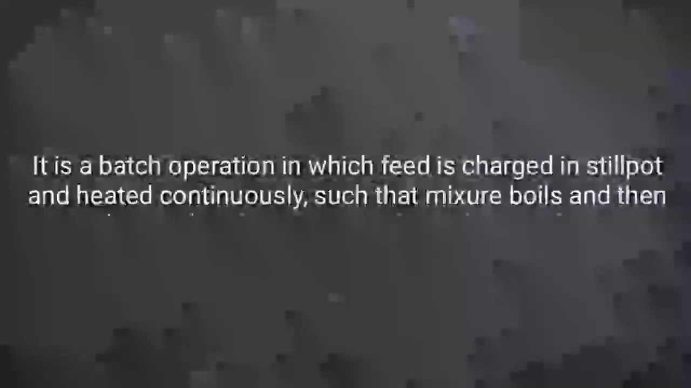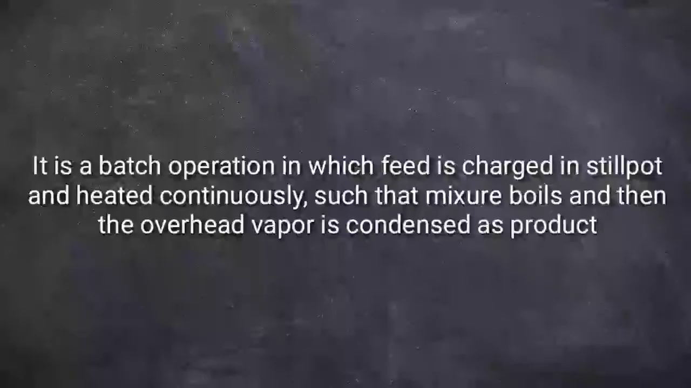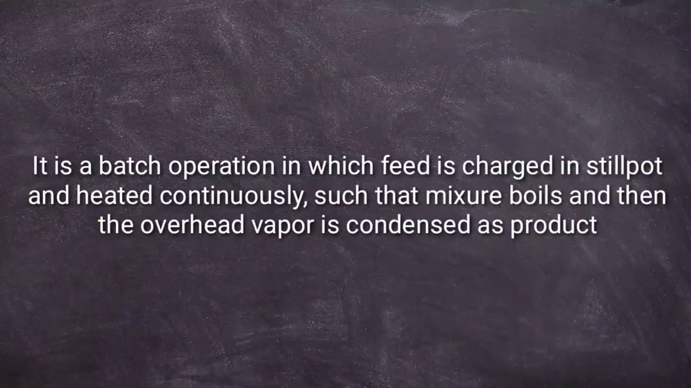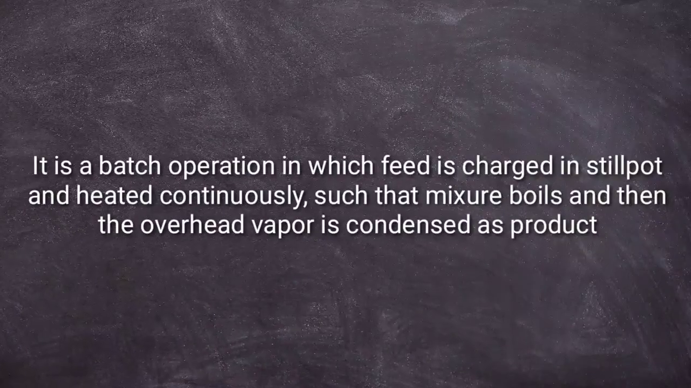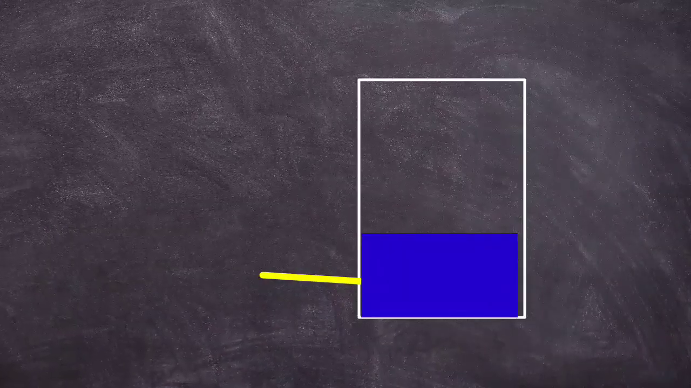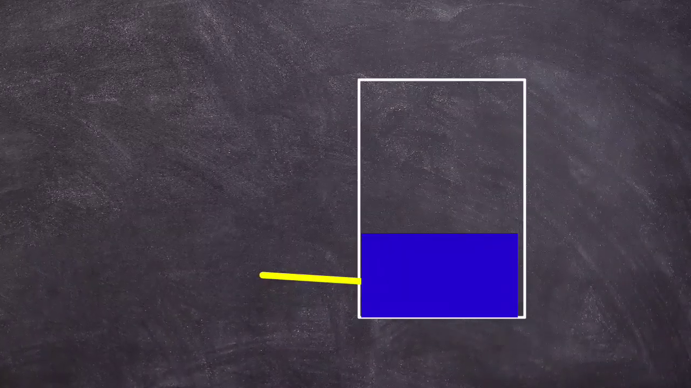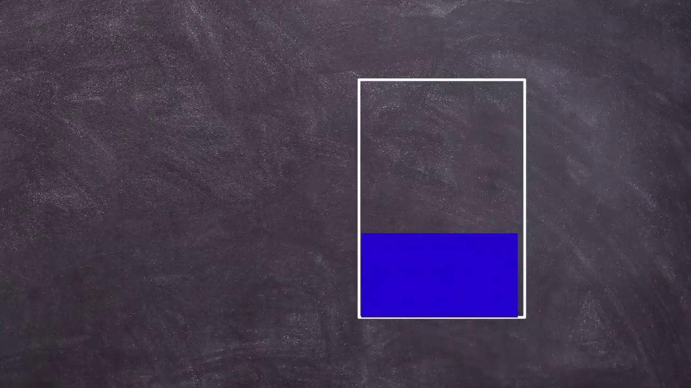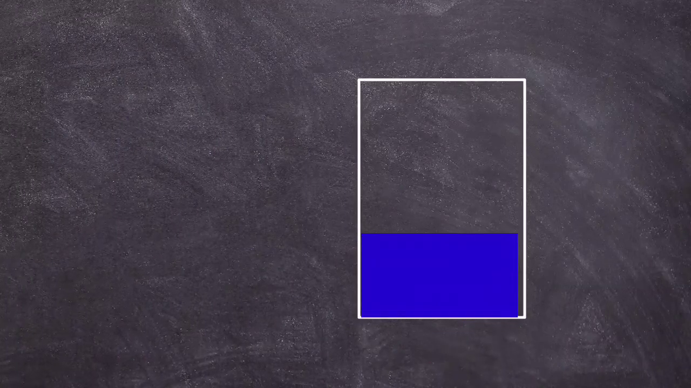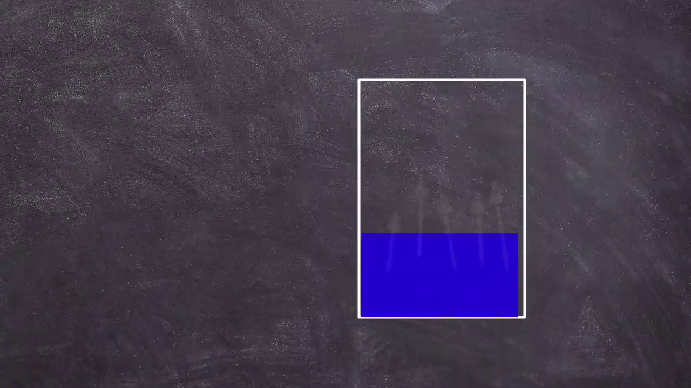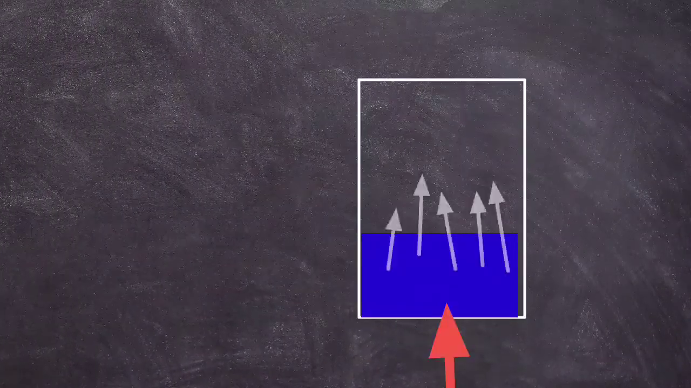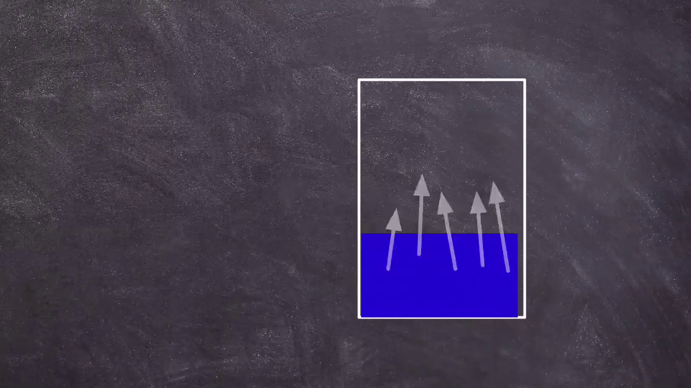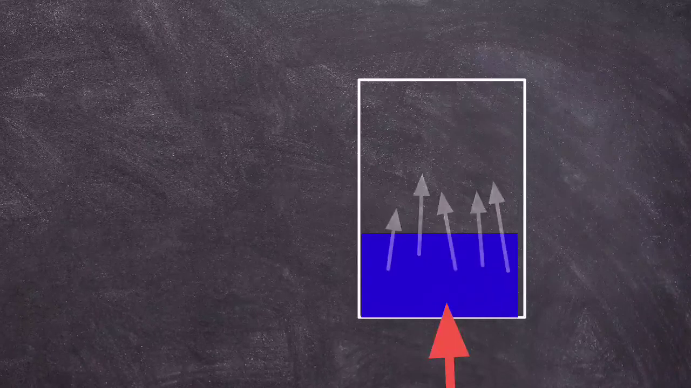As the name suggests, it is a batch distillation operation. We're gonna use a still pot in which we charge our feed at once. Then we close the vessel and start heating it until the mixture starts boiling. For heating we can use a steam jacket or some kind of electric furnace. By any means, we heat the mixture until it starts boiling.